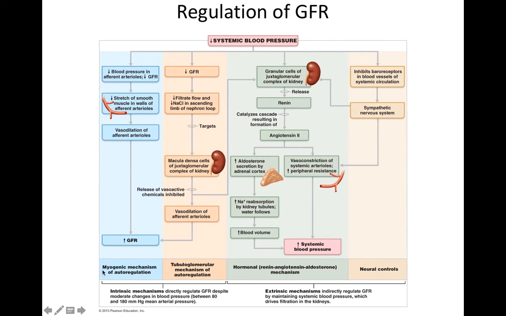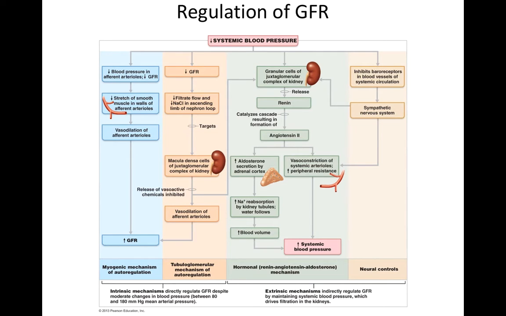The first is what's called the myogenic mechanism. Myo means muscle, so this must have something to do with muscle. As systemic blood pressure drops, there is a decrease in blood pressure in that afferent arteriole, which means that GFR is going to want to go down. Now, as blood pressure drops in the afferent arteriole, the stretch in the smooth muscle in the walls is going to decrease. So instead of being stretched out really nicely by a good blood pressure, it's just getting barely touched. That is going to trigger vasodilation of the afferent arterioles. So all the way across the kidneys, all of the afferent arterioles are going to vasodilate.